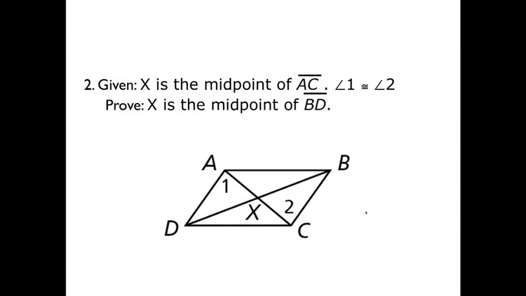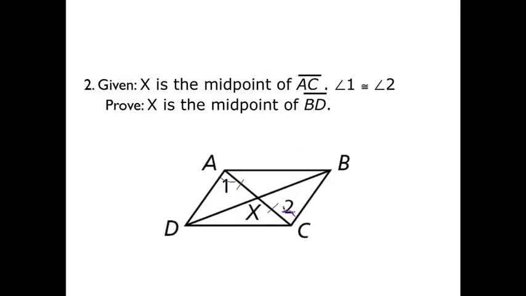Okay, here I'm going to use the fact that X is the midpoint of AC and angle 1 is congruent to angle 2. If X is the midpoint of AC, what I can actually state is that AX is congruent to XC. So, a little shout out to our cross-country folks. But AX and XC are congruent, and angle 1 is congruent to angle 2. So I've got a set of sides and a set of angles that are congruent for both.